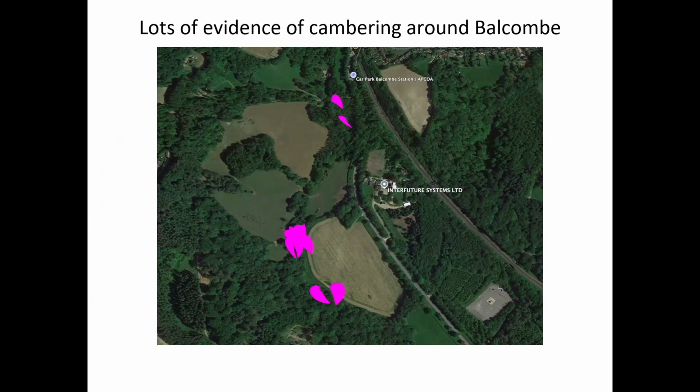But yeah, this is Balcombe train station here, and this whole area has recently been stabilised because the banks were collapsing. And this is the Balcombe oil well here. So this is in an area that's potentially experiencing modern deformation due to this process.